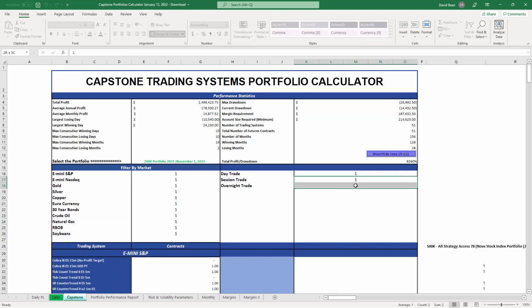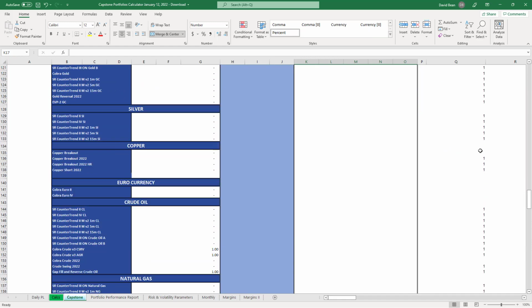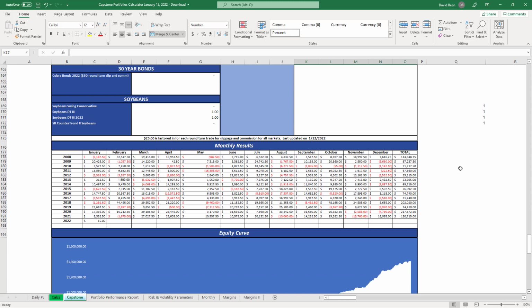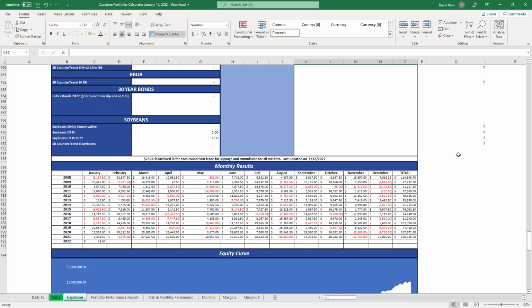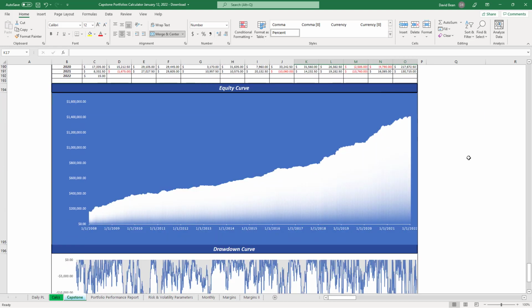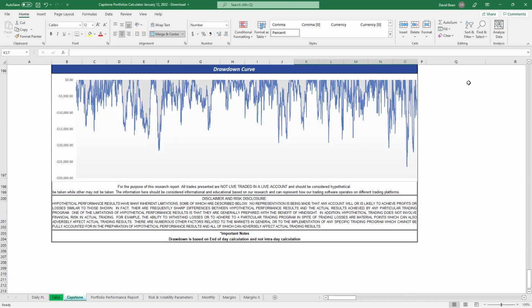If you remove the session trade and overnight trades, and there are time periods when day trades do better, overnight trades don't do as well, and there are other time periods when overnight trades do better than day trades. Sometimes it's hard to make money day trading, and sometimes day trades do better than overnight trades or session trades. So here you can take a look. You could break it down like this. You could customize the portfolio and break it down.